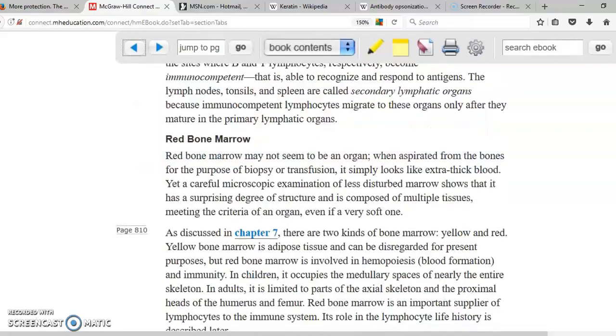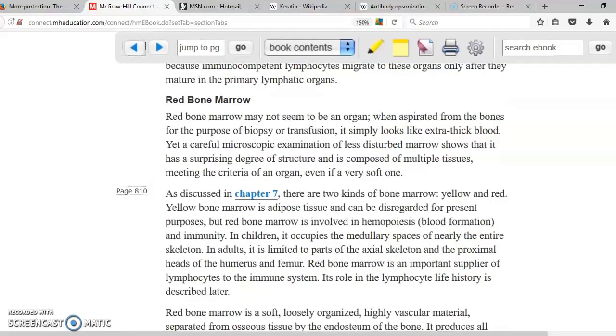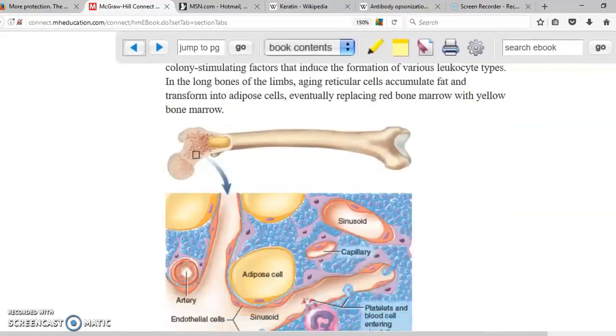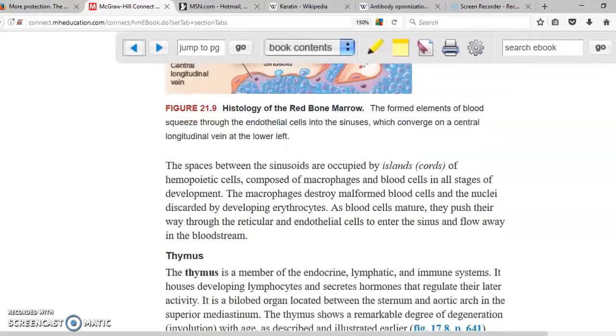The first one that we're going to have in here is going to be the bone marrow. Obviously, the bone marrow is going to be here because the bone marrow is where the white blood cells are going to be created. So if we keep scrolling down, you can see there the bone marrow. Okay, the next one is the thymus.